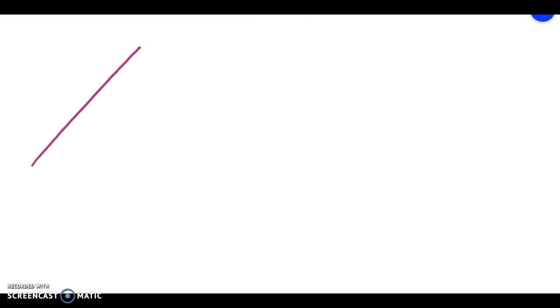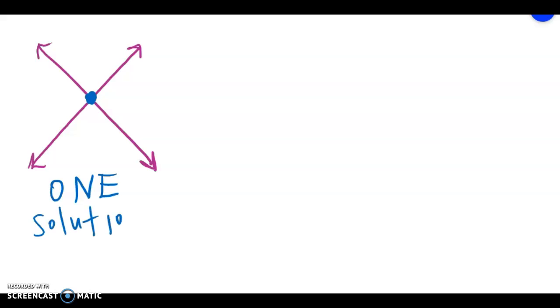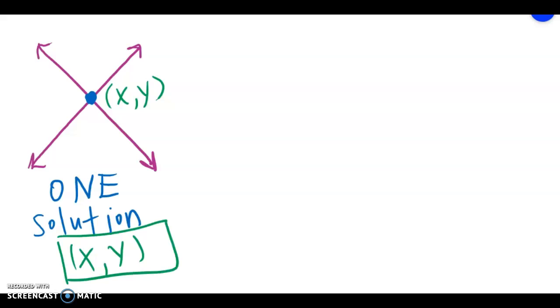Okay, so if you have 2 lines graphed, and they intersect one time, you have one solution. The one solution that you have is at this point. So your answer is not one solution. Your answer is X, Y. That is your answer. One tells you how many solutions. So one only tells you how many solutions you have. Your actual solution is at the point. Remember, systems give you a point for an answer.